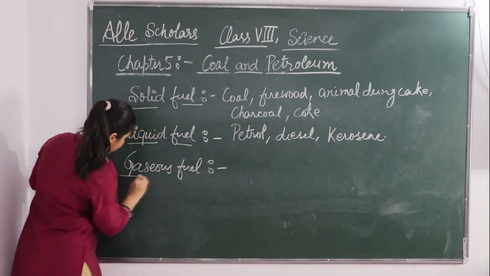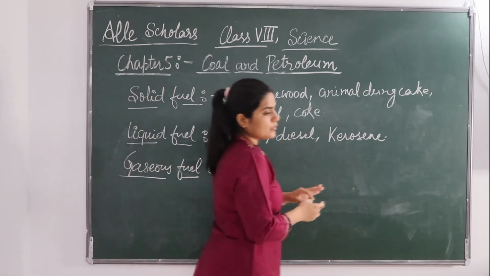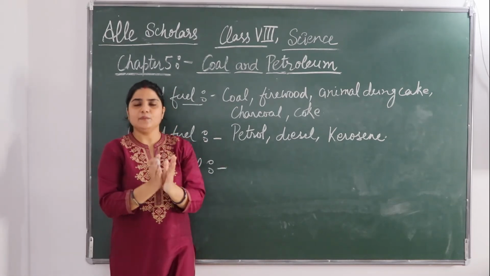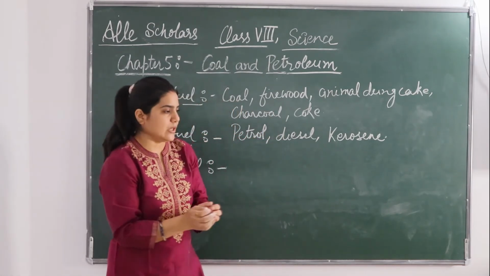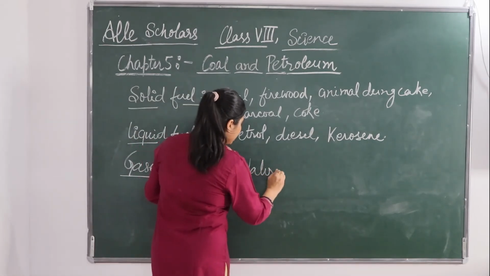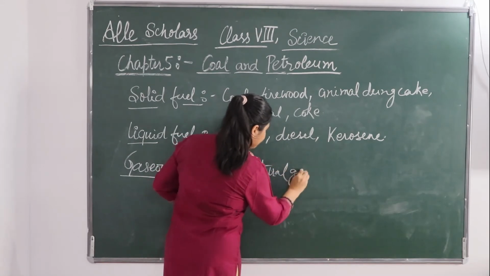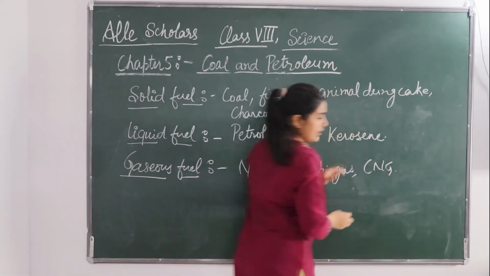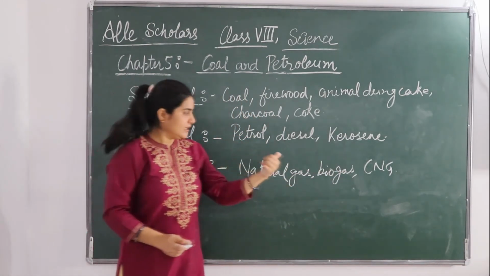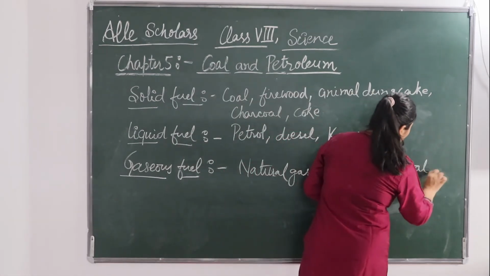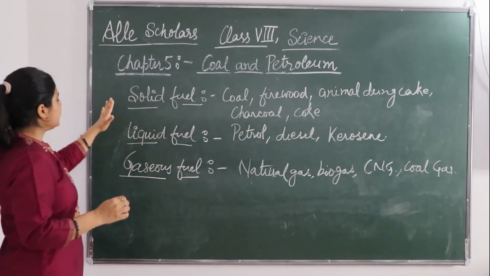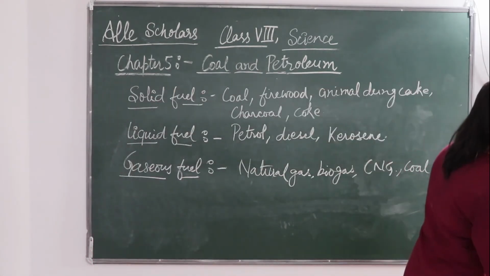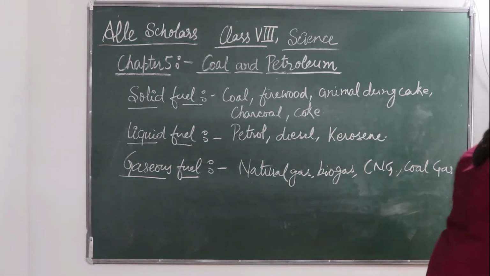Then next comes gaseous fuel. What are gaseous fuels? These are the fuels that exist in the form of a gas or as a mixture of different gaseous fuels. They can be a single gas or a mixture of gaseous fuels. Example is natural gas, biogas, CNG. Nowadays CNG vehicles are very common, all the auto rickshaws are preferred to be CNG auto rickshaws, and coal gas. So this was about the types of solid fuel, liquid fuel, and gaseous fuel, and these are the examples you can see. So we have seen about fuel.